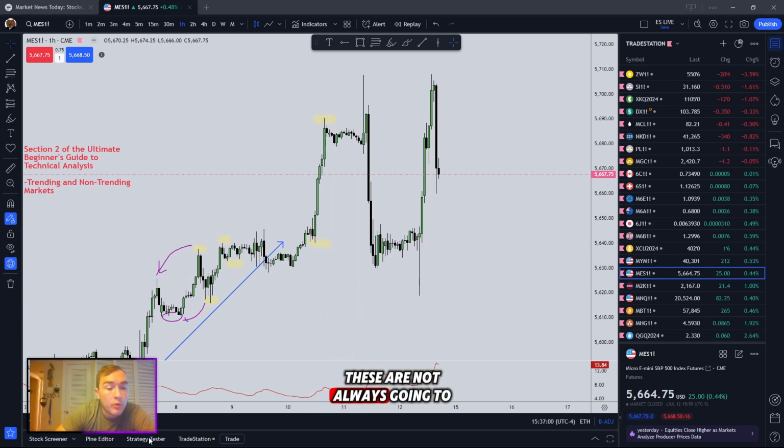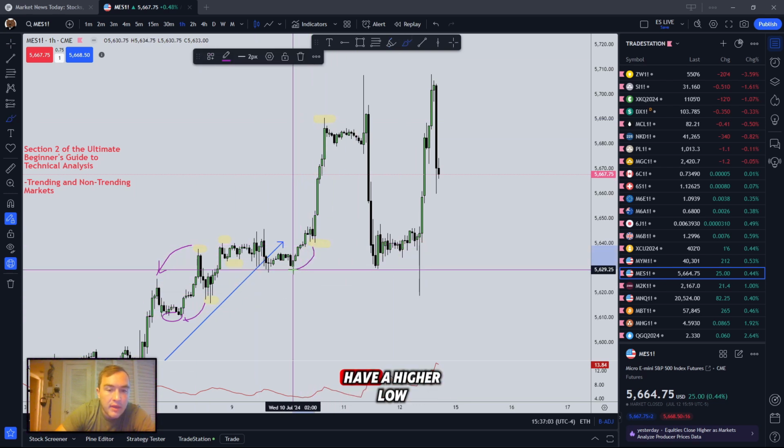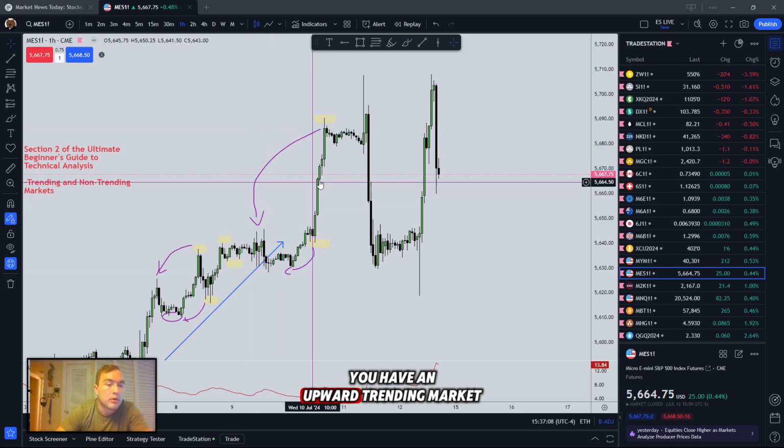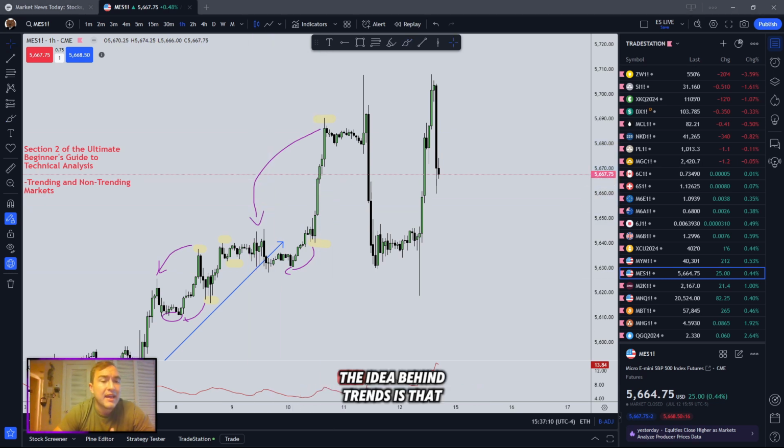Now guys, these are not always going to be pretty. The basic idea is that if you have a higher low and you have a higher high, you have an upward trending market. The idea behind trends is that they're not perfect. The idea behind trading a trending market is that it is more likely that the market is going to continue in the same direction in which it has already been traveling, or inertia basically. It is more likely than not that an upward trending market, if correctly identified with higher highs and higher lows, will continue moving in that direction.